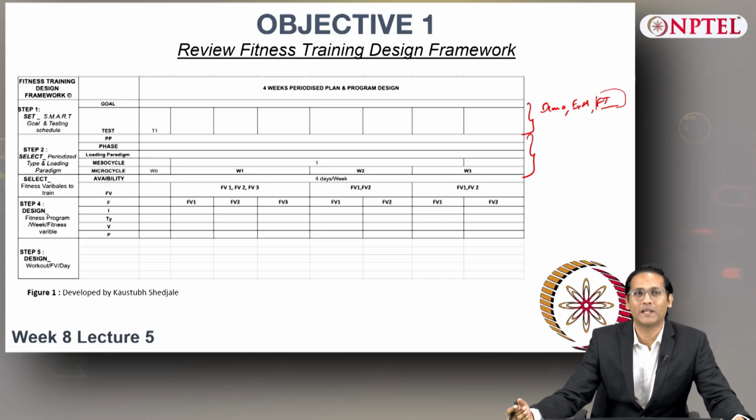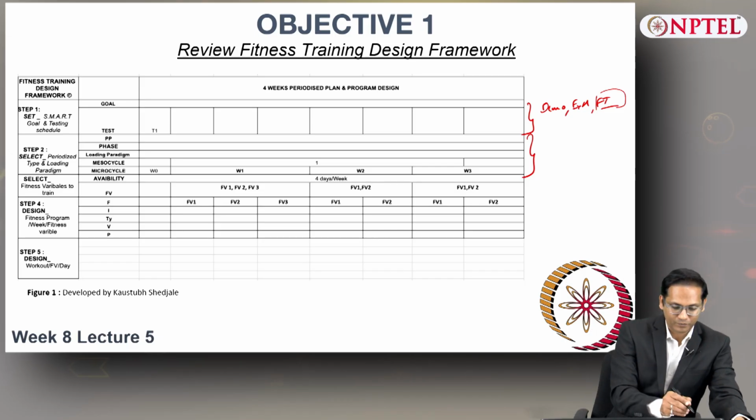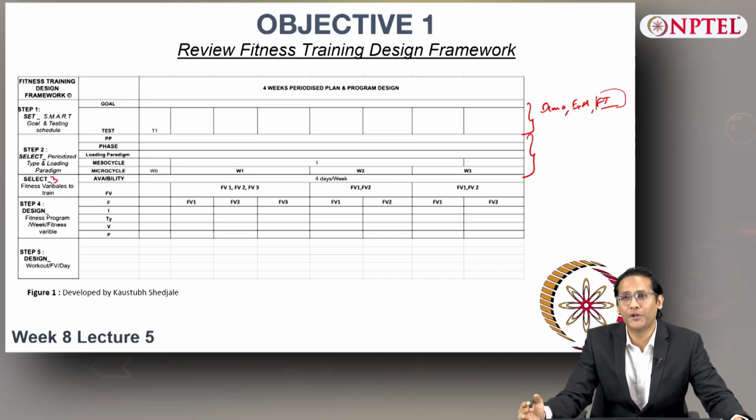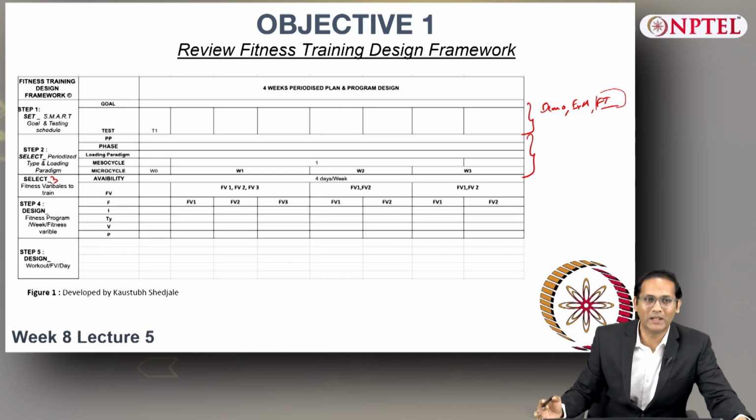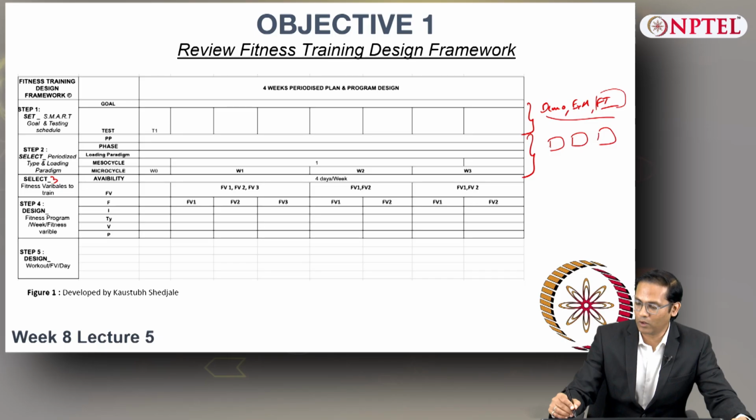So this is how, in steps 2 and 3, you create a periodized training program. Once you have set the goal, you have selected the training blocks and what fitness variable is to be trained in each block, block 1, block 2, block 3 as an example. Now, for each block, you design frequency, intensity, type, and volume, which is nothing but programs.